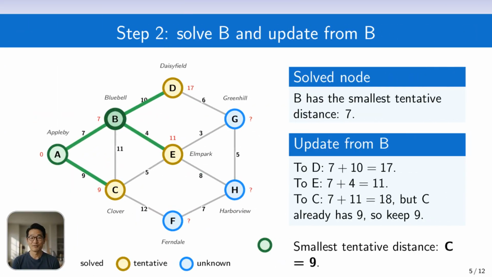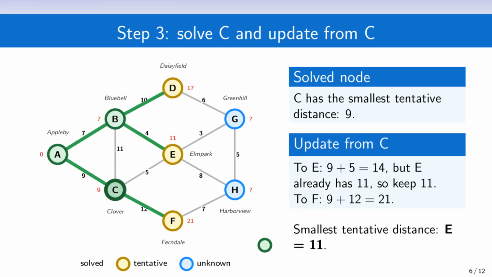Now we solve B. From B, we update its neighbors, D, E, and C. The path to D is 17, and to E is 11. We look at the connection to C, but since 18 is longer than the current distance of 9, we keep 9. Now C has the smallest distance. We will focus on C next.